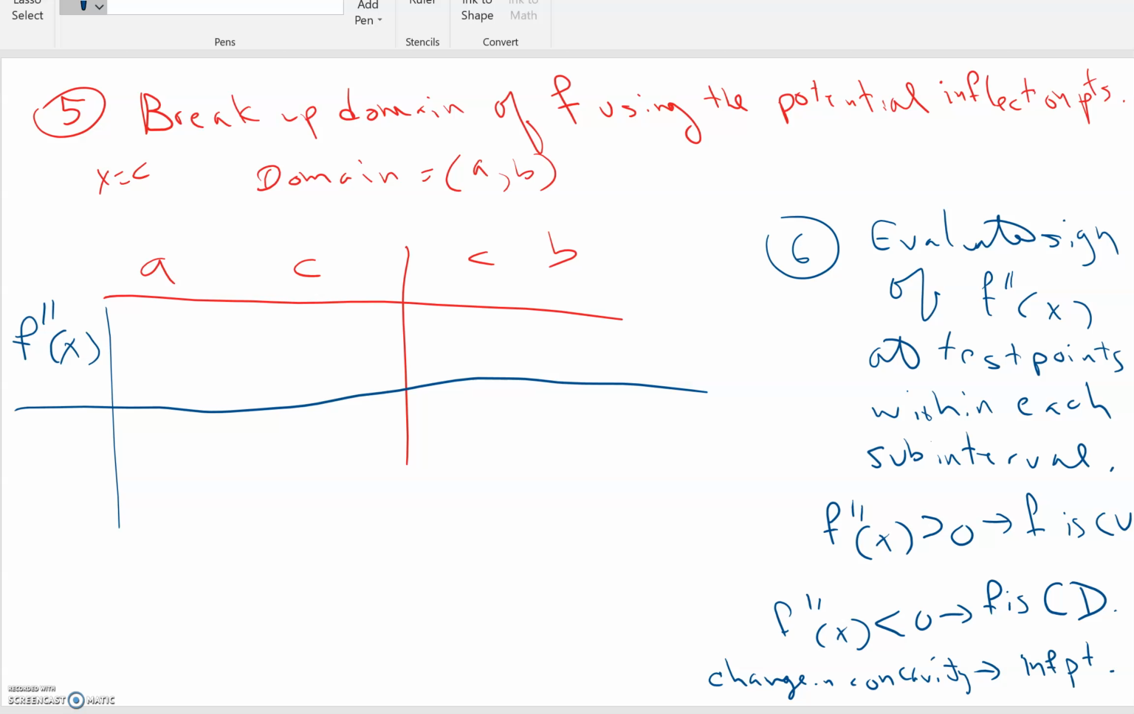So you choose a number, a test value in here, and you choose a test value in here, and then you evaluate the second derivative. So if, for example, the second derivative was positive over here and negative over here, then you'd know that f was concave up and concave down, in which case this value x equals c is an inflection point.